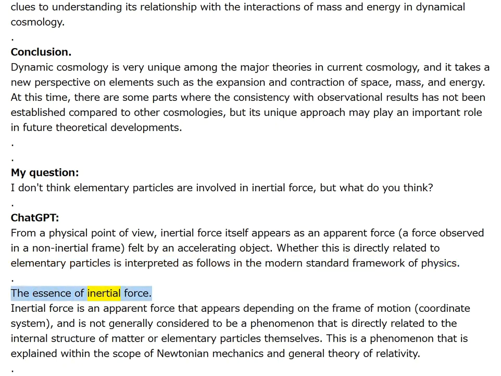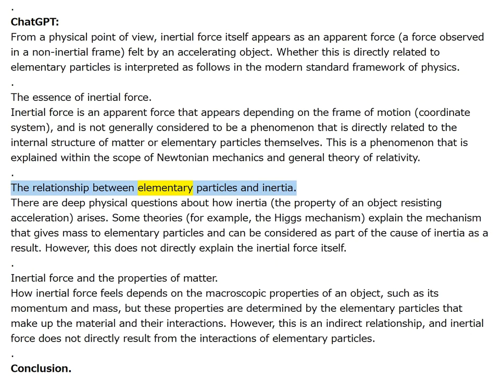The essence of inertial force. Inertial force is an apparent force that appears depending on the frame of motion, the coordinate system, and is not generally considered to be a phenomenon that is directly related to the internal structure of matter or elementary particles themselves. This is a phenomenon that is explained within the scope of Newtonian mechanics and the general theory of relativity. The relationship between elementary particles and inertia.